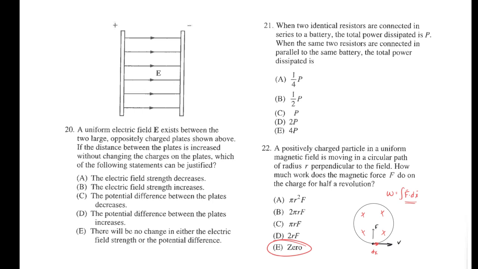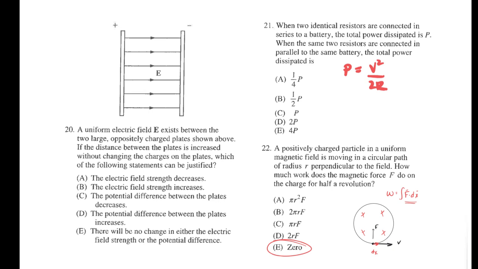When two identical resistors are connected in series to a battery, the total power dissipated is P. When the same two resistors are connected in parallel to the same battery, the total power dissipated is... I can't do it without thinking it through. So power is going to be V squared divided by R, which is 2R if they're the same. So we know the potential difference is going to remain the same in the next portion of the problem. So that's the power.